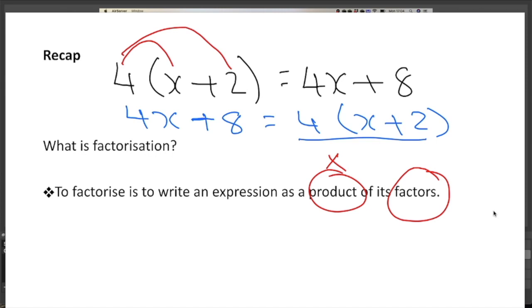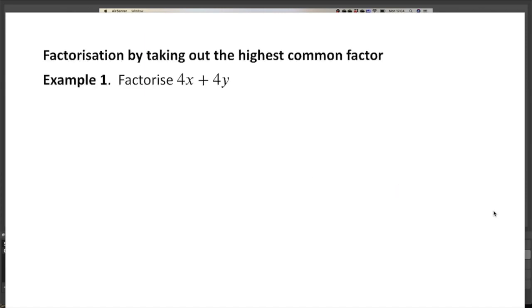All right, so let's look at an example of how we factorize. We are going to be using a method of taking out the highest common factor. You will need to pay attention to this because there are so many different expressions and we approach them differently. This is the common step that you need to take. For every question where you are factorizing, the first thing you need to look out for is the highest common factor, the HCF.